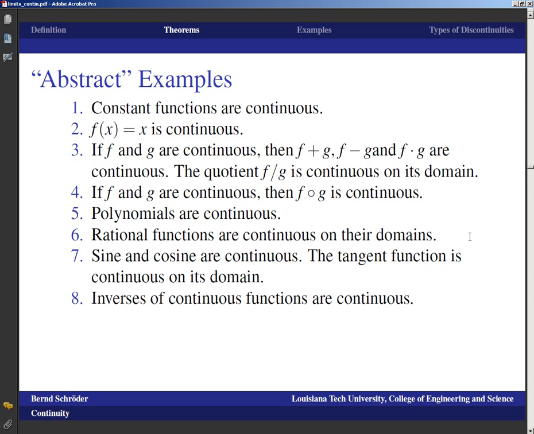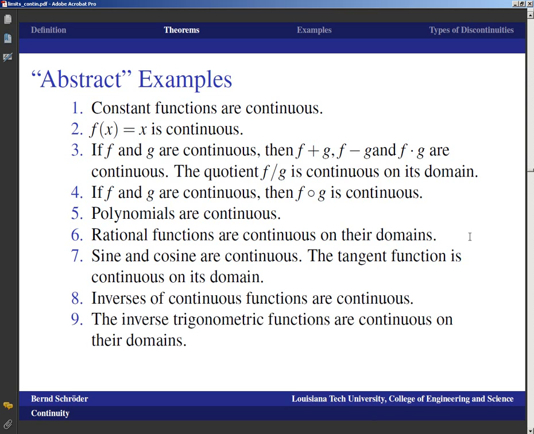Inverses of continuous functions are continuous. That's actually a pretty sophisticated theorem. Graphically speaking, if you can draw a graph in one pencil stroke, then when you flip that across y equals x, you should still be able to draw that in one pencil stroke.